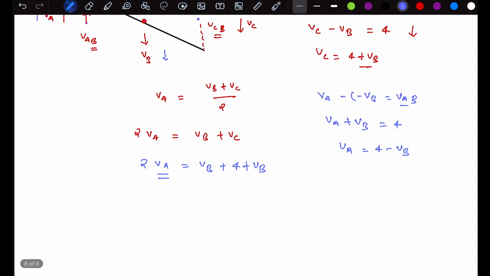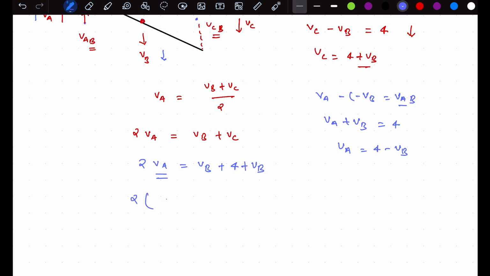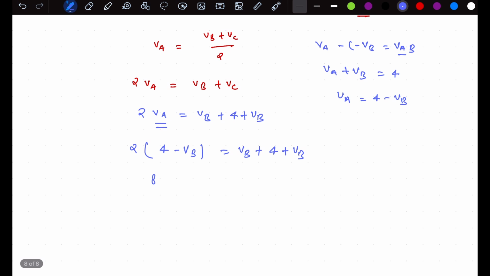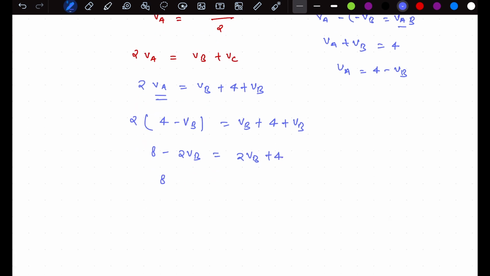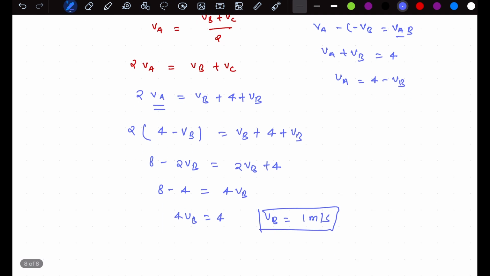If I put this value over here, then I will get 2 times (4 minus VB) is equal to VB plus 4 plus VB. So that we are getting here 8 minus 2VB is equal to 2VB plus 4. So basically 8 minus 4 is equal to 4VB. So 4VB becomes 4. So VB becomes 1 meter per second, and if you remember, we have taken that VB is downward, so that's why VB is downward.